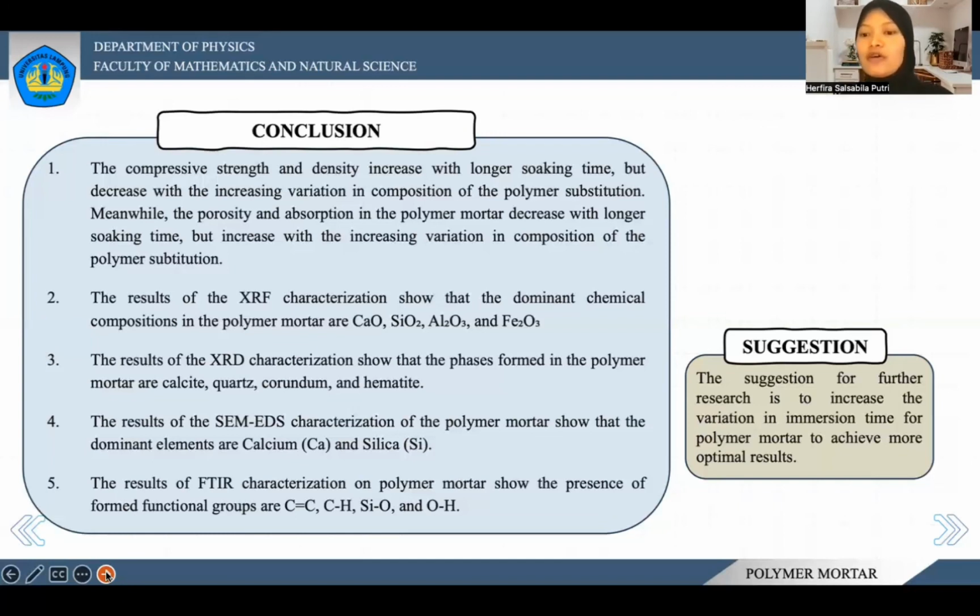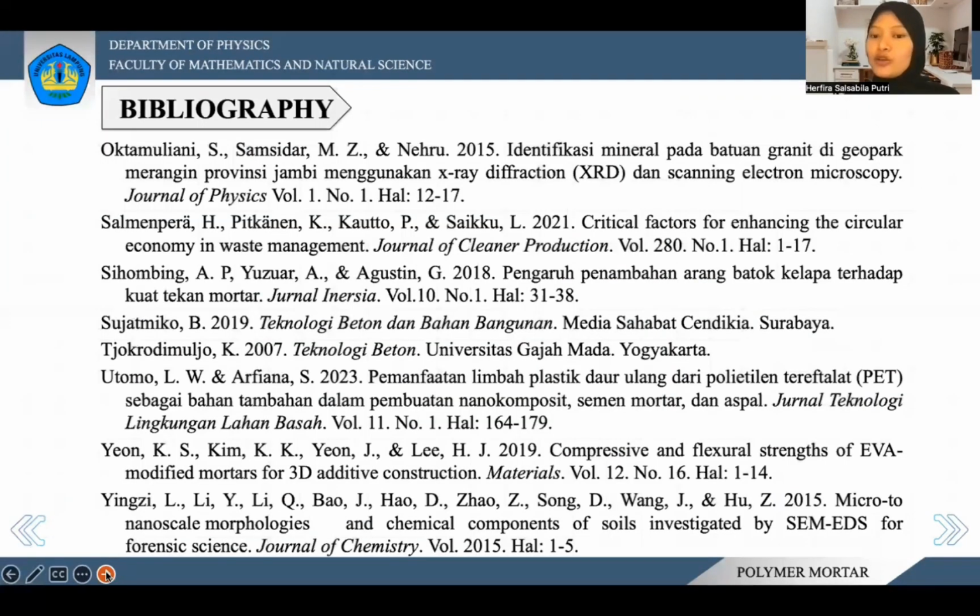And the suggestion for future research is to increase the variation in soaking time for polymer mortar to achieve more optimal results. Okay, thank you for your attention.